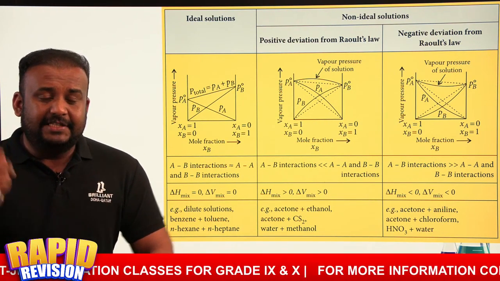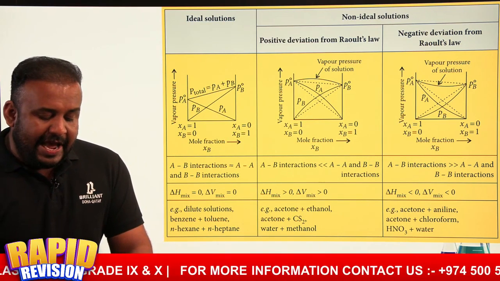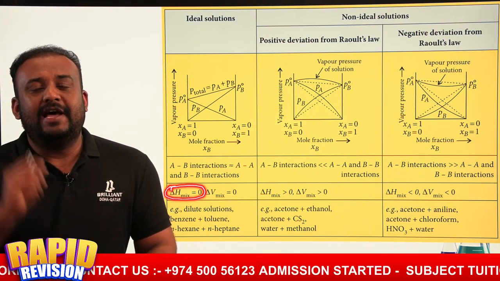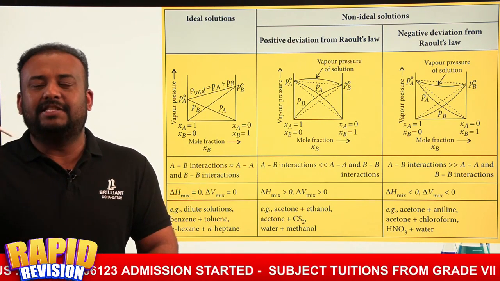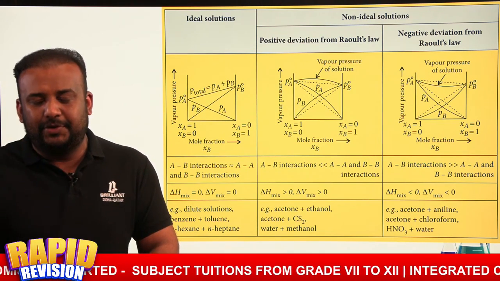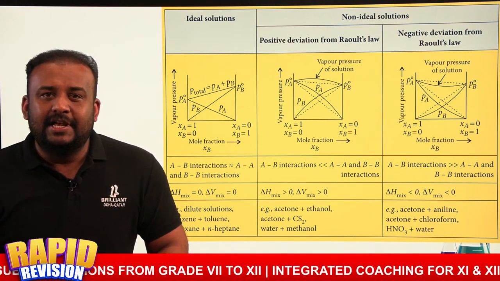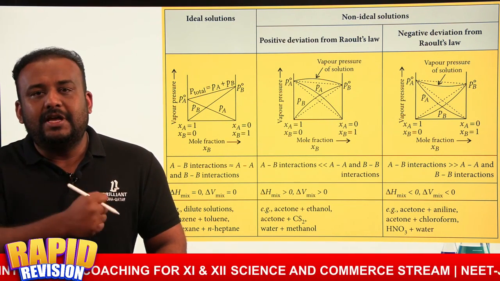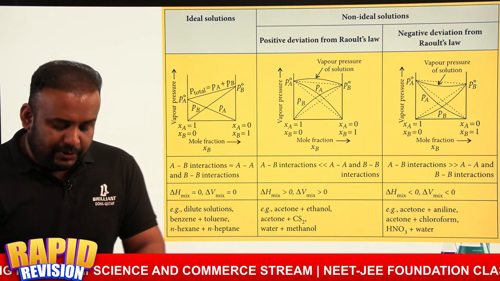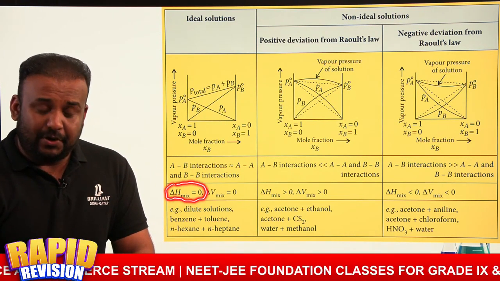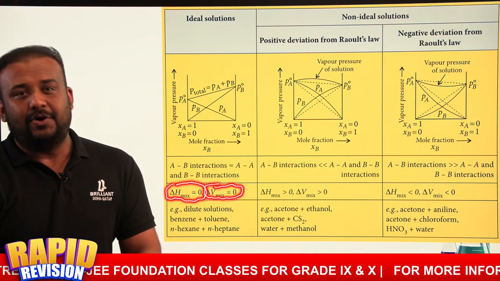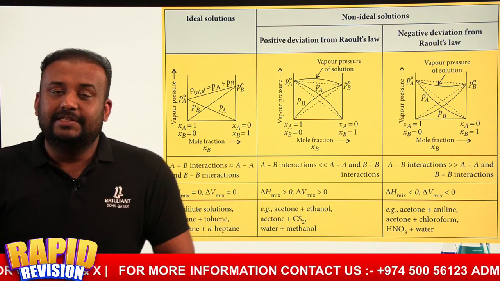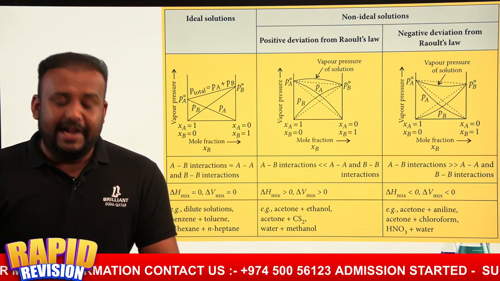And what are the characteristic features of an ideal solution? Enthalpy of mixing will be zero. What is enthalpy of mixing? The energy change that accompanies mixing two substances is called the enthalpy change. If the interactions are of the same strength, there is no energy involved, so the energy change is zero. So enthalpy change of mixing should be zero. Volume of mixing should be zero, delta V should be zero. And entropy change will also be zero. These are the characteristic features of ideal solutions.